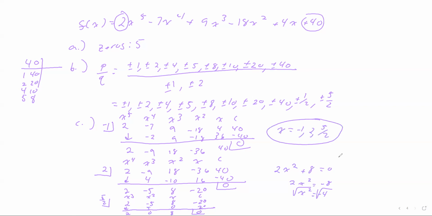But then when you get to part D, now I want you to find all the zeros. So now you can say, all right, well, this is plus or minus 2i. So I get plus or minus 2i, -1, 2, and 5/2.